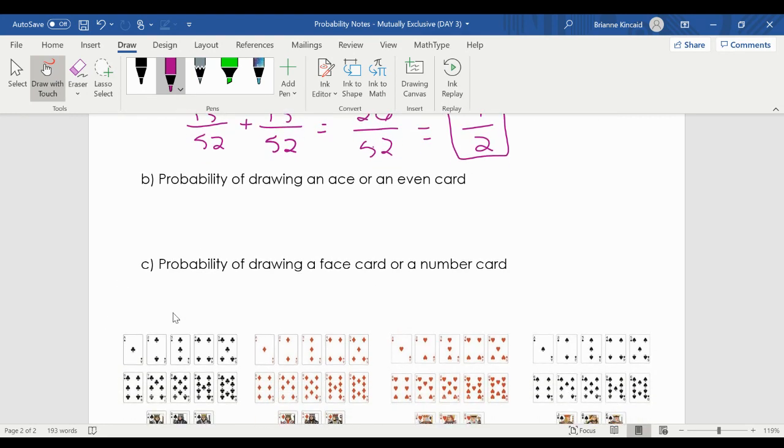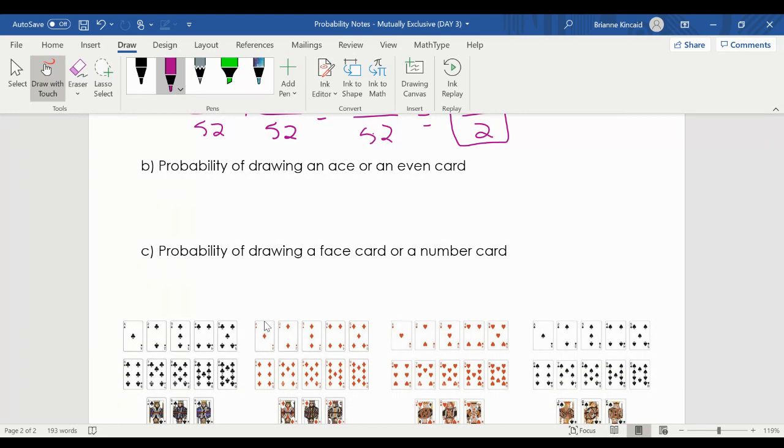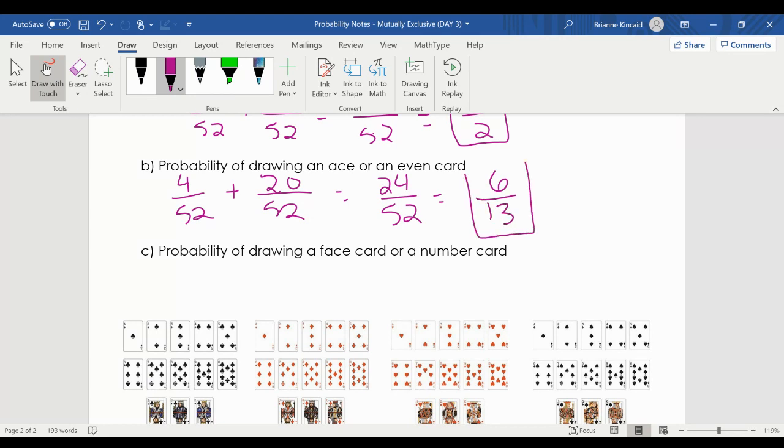The probability of drawing an ace or an even card. I have 4 of each card here, so I have 4 out of 52 that are aces. If you look at this first group, the clubs, I have 2, 4, 6, 8, and 10. So that's 5 even cards in this section, 5 in this one, and in this one. So that's a total of 20 out of 52. I add these together, I get 24 out of 52. Both of these numbers are divisible by 4, so that becomes 6 over 13.